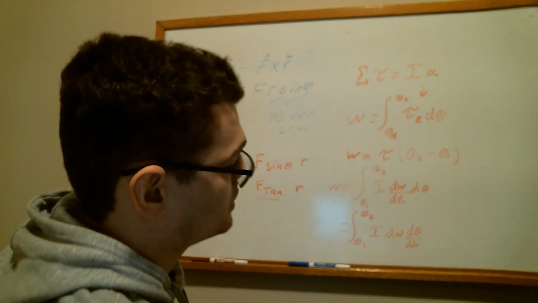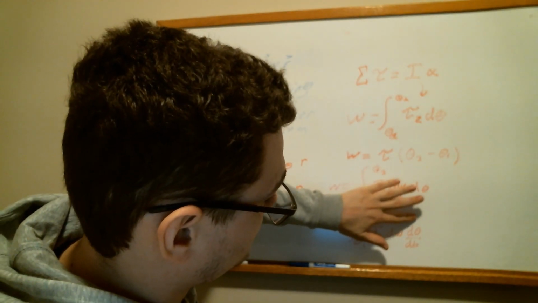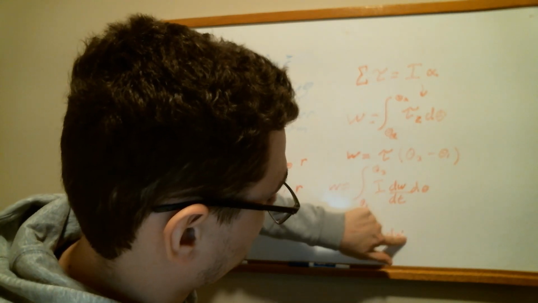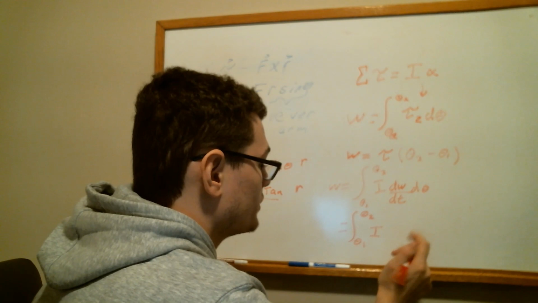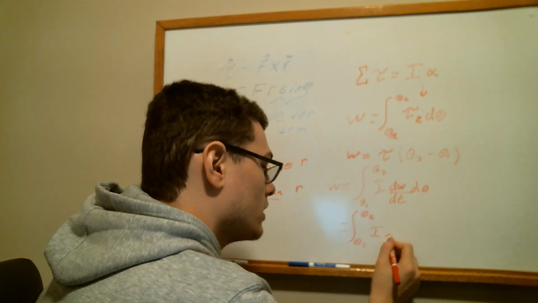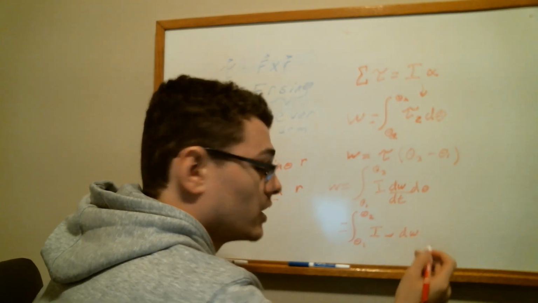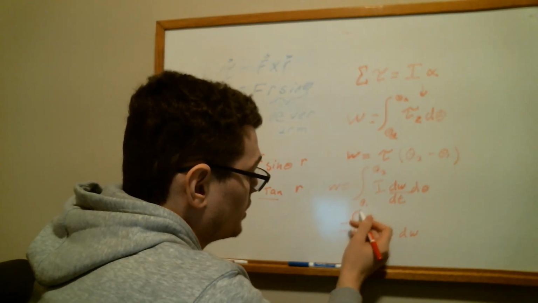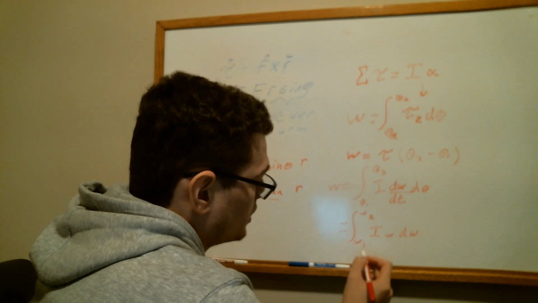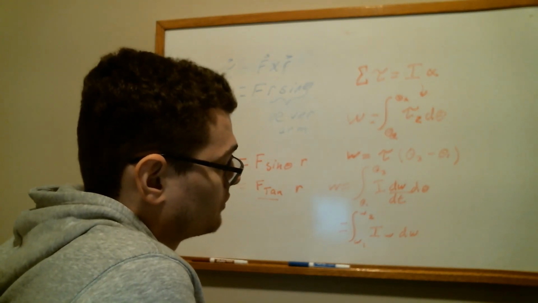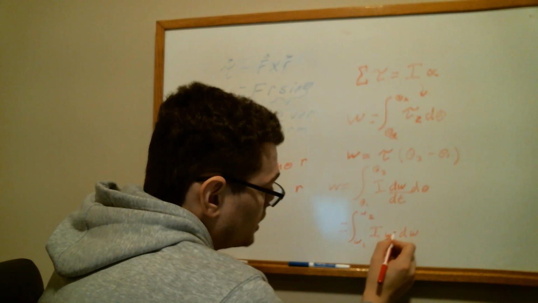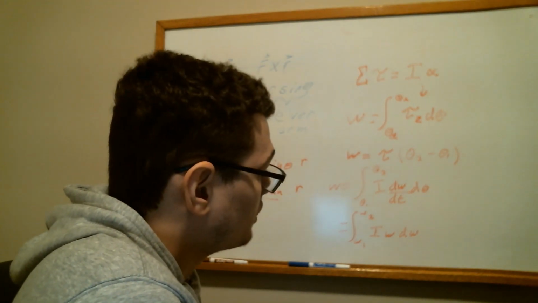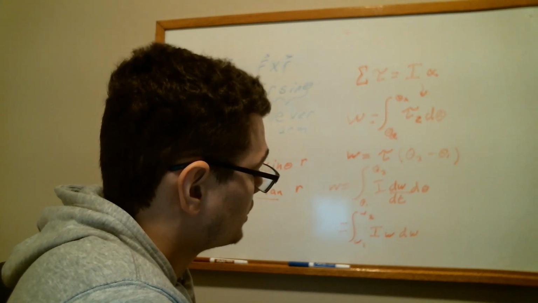And now in this case, we can say that this is going to be omega here. And so then all of a sudden we have that this is I omega d omega. Now we're not integrating over theta, we're going to be integrating over omega, from omega 1 to omega 2, because we took the time derivative of our integrand and shifted which one is our actual integrand here.